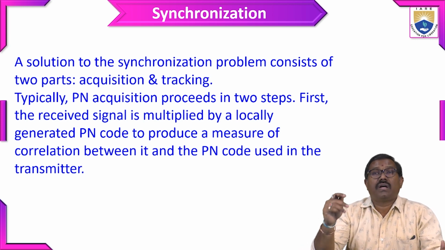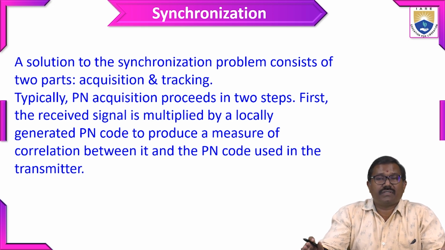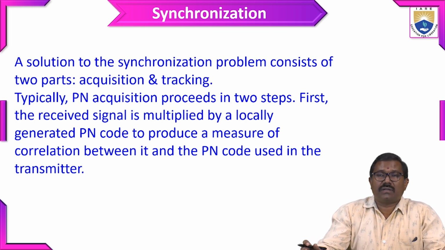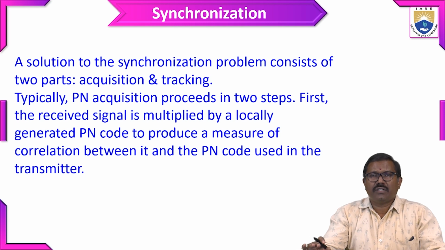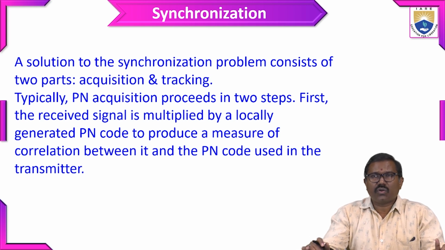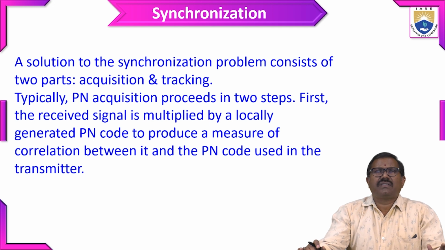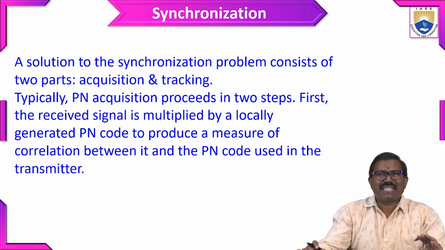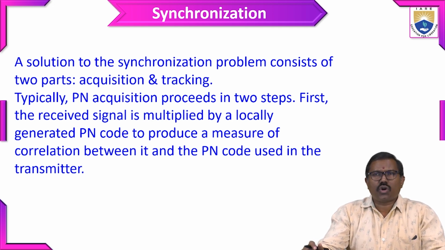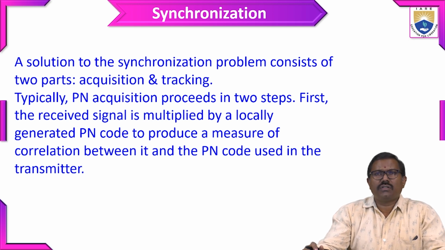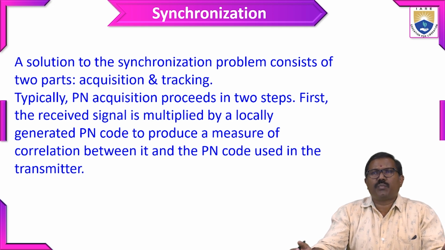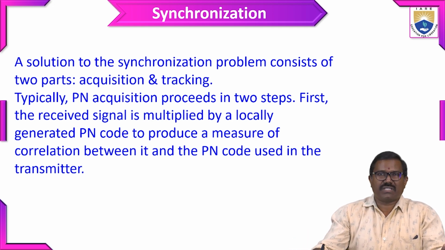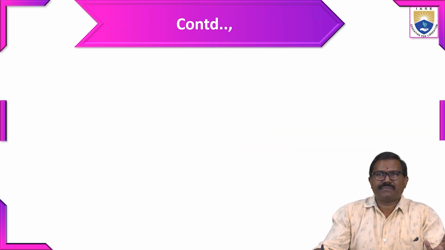Why? Because there are two parties, one is the transmitter and another is the receiver, and both use the same PN sequence. So first, the received signal is multiplied by a locally generated PN code to produce a measure of correlation between it and the PN code used in the transmitter. So that is the acquisition.